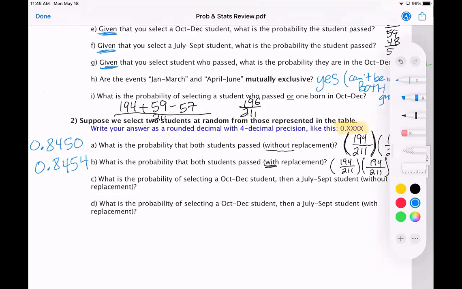Again, with replacement is you're replacing the person back after you've selected them the first time. It's kind of like a die roll. Once you've rolled the die and gotten a 5, you could roll it again and get a 5. And it's the same probability of getting a 5 each time.